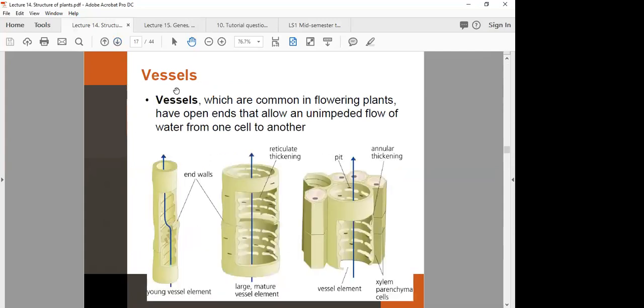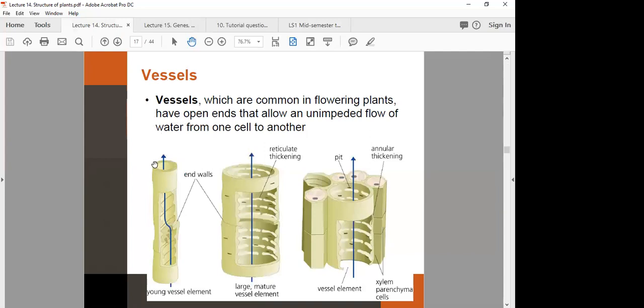All right, so let's now start with the xylem vascular tissue. And we'll look at one of the major types of cells in the xylem, and these are called vessel elements. These are common in flowering plants. They're quite unusual cells in that they're not fully enclosed. They have open ends that allow an unimpeded flow of water from one cell to the next.